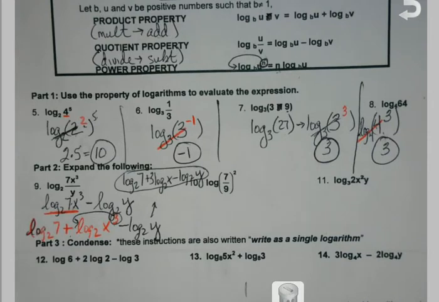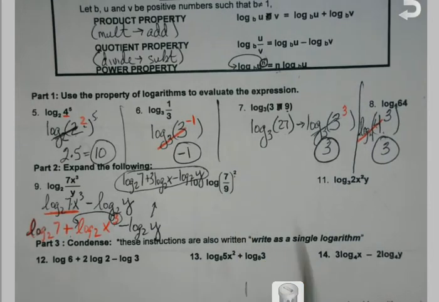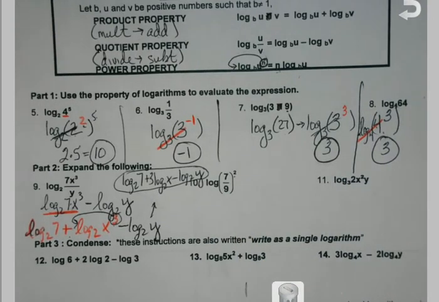And that's as far as I can go. When I have no more products, no more quotients, and no more exponents, that's how I know when I've completely expanded it to the largest that I possibly could. You're going to say, Hardy, you just got done saying we always do product and quotient first. We're not doing power. Well, everything has an exception.